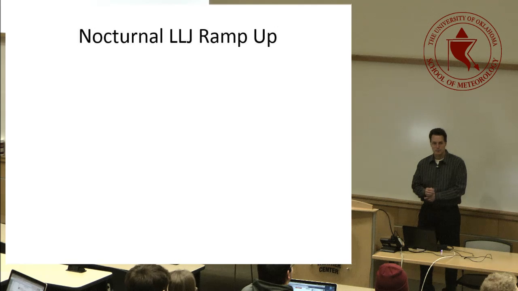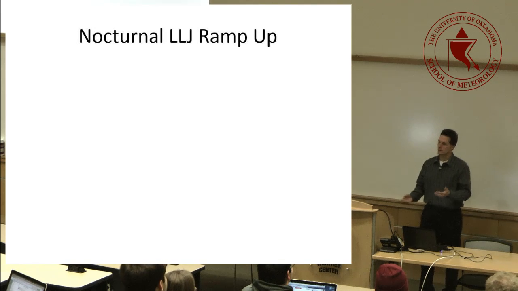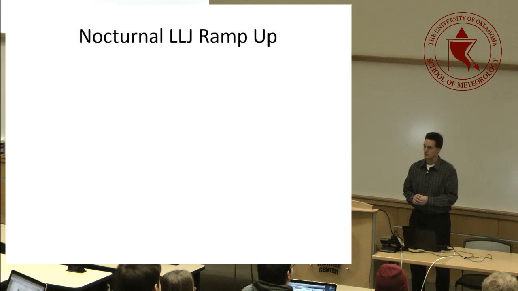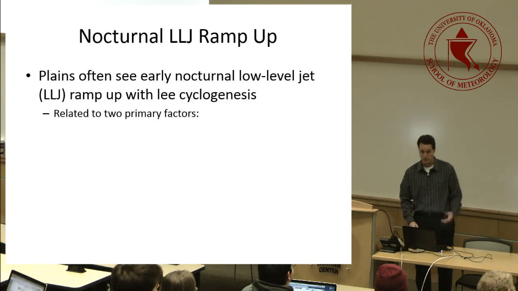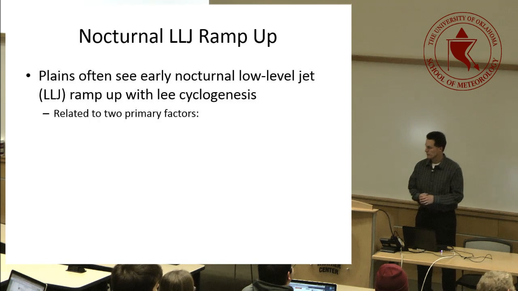Now that's related to something here. Some of you may be familiar with the low-level jet, and especially these evening ramp-ups. You'll see the low-level shear rapidly increase in the evening. Well, it's related to lee cyclogenesis, and it's related to the slope terrain. So it can be very relevant to occasional tornado events. So again, we've got 2 factors.